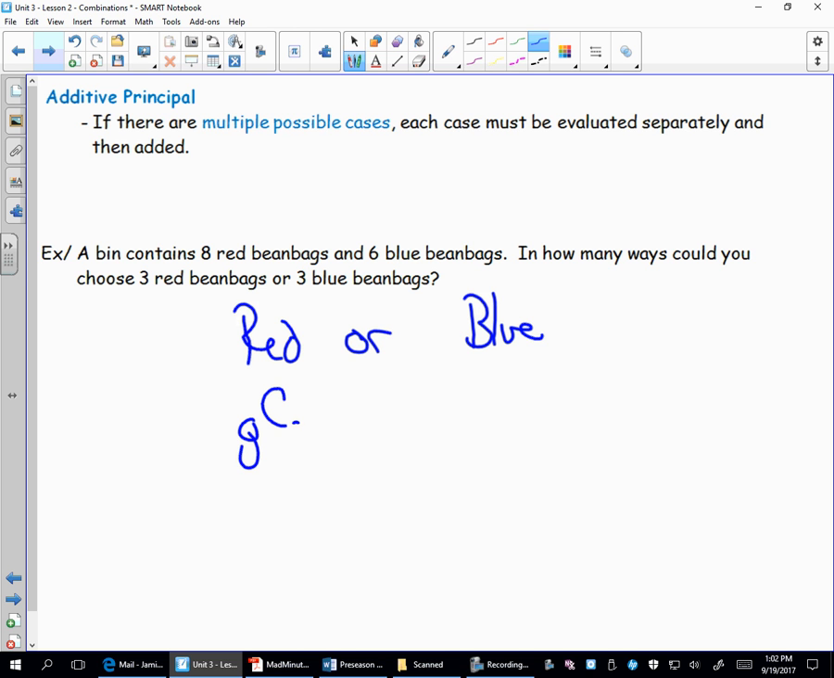My red ones, there's 8 of them. I need to choose 3. Again, it's a group because I don't care about the order of these bean bags. I can't tell them apart, in fact. They're identical. Same thing for blue. I need 3 of those. And it said "or," so I'm going to have to add. And if I do that, I should end up with 1,050.